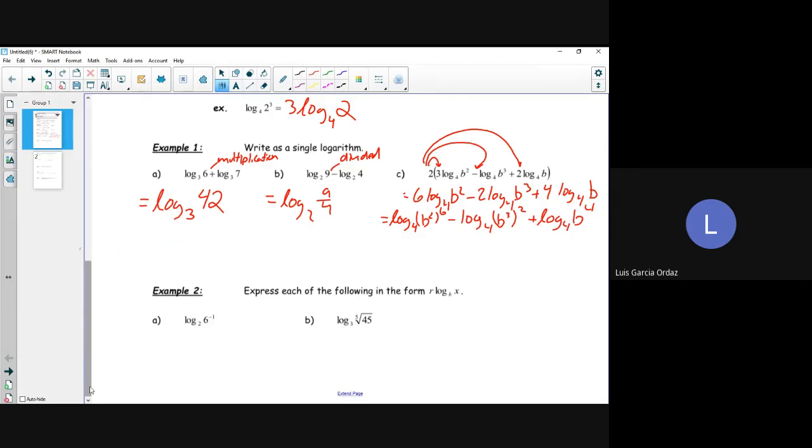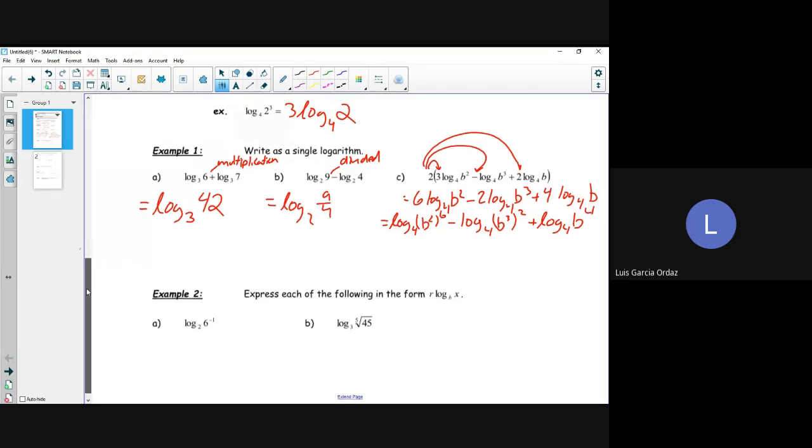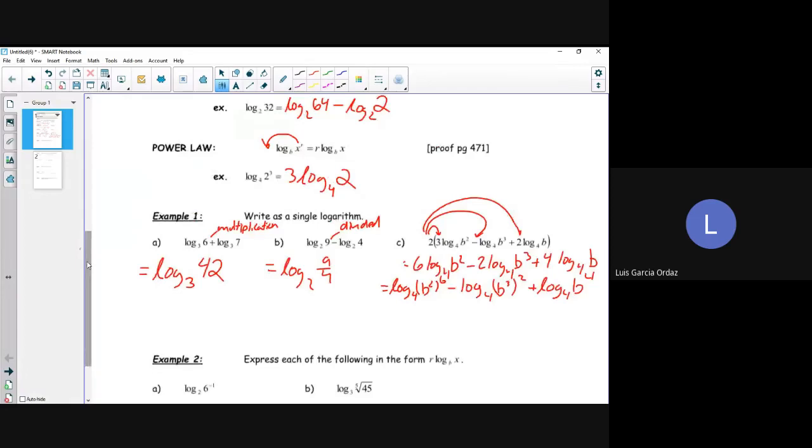So all we're doing is just expanding that 2 into the coefficients in front of the log. And then we are taking the power law and just applying it to these guys over here. So what we're essentially doing is we're going from the right side to the left side in this example.